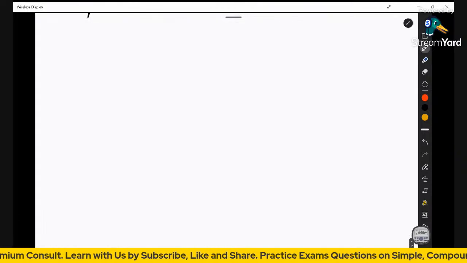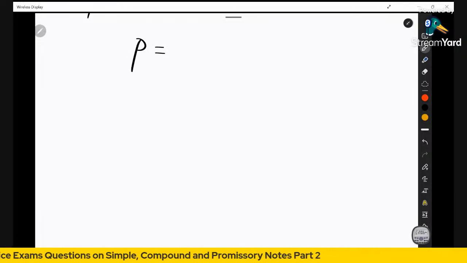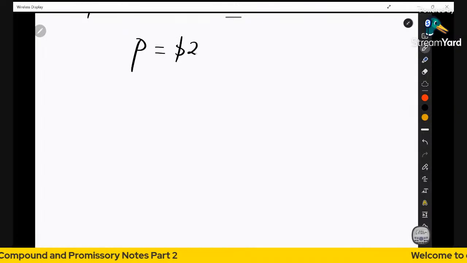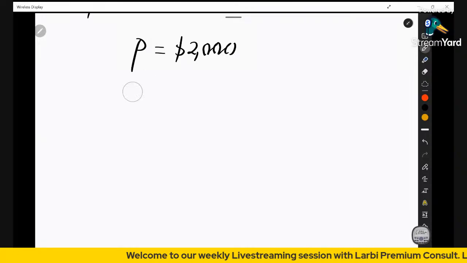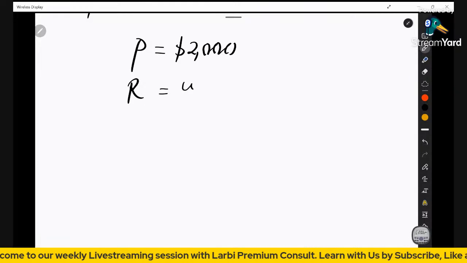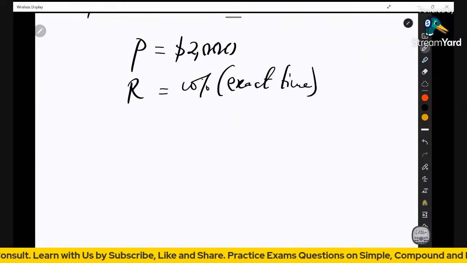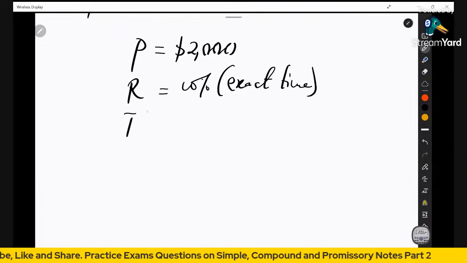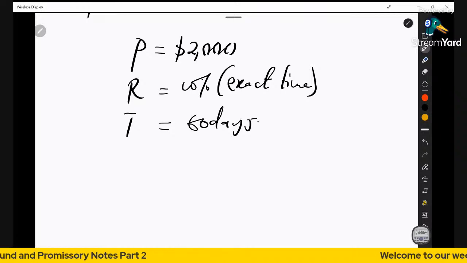So we can be asked to compute for an interest bearing promissory note of, let's say, the initial amount, being the principal. In this case, let me put a figure like 2000. And they are saying that this goes for an interest, with the rate being, let's say, 10%. And the exact time, the period within which payment is supposed to be made, should be done within 60 days, right?